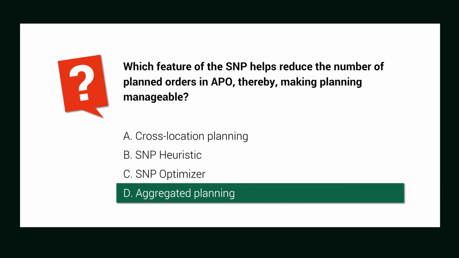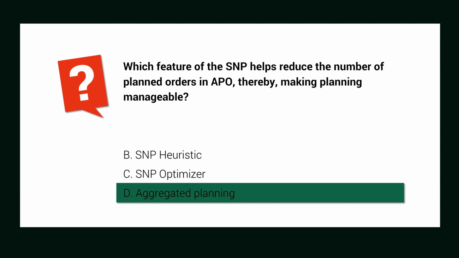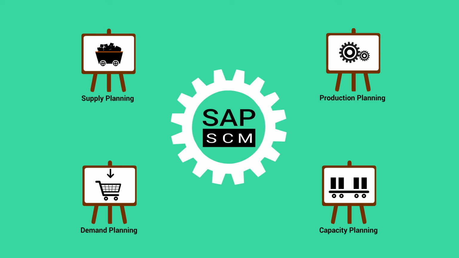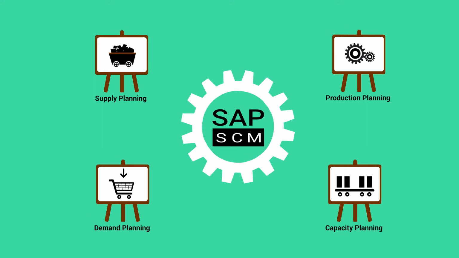Correct. Aggregated planning in SNP helps reduce the number of planned orders in APO, thereby making planning manageable. Here is a recap of the key points covered in this video.